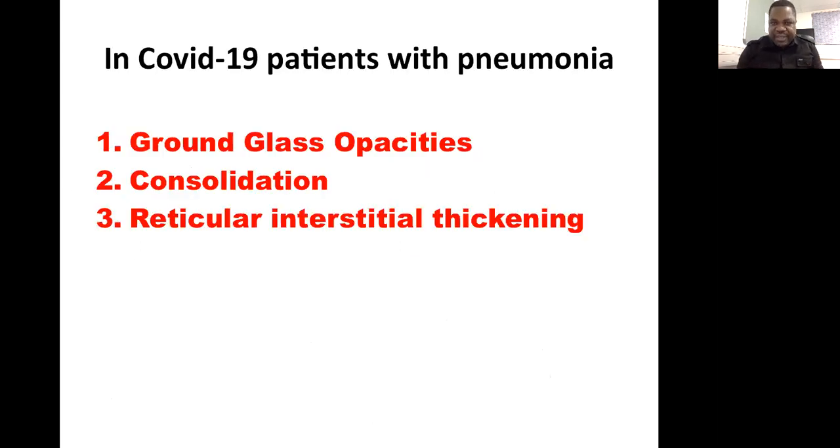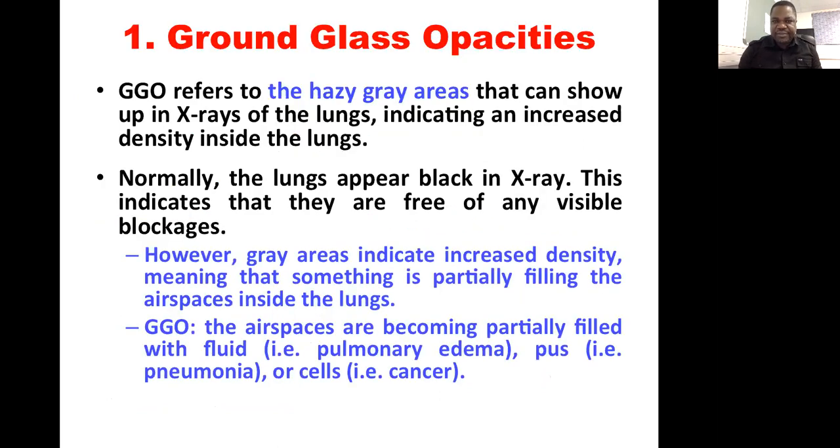Now, what am I saying? I'm saying in conclusion that in COVID-19 patients who develop pneumonia, we have three major patterns that we can see on their chest X-ray. We can see ground glass opacities, we can see consolidation, and we can see reticulation in the lung. So now let's look at all those patterns.